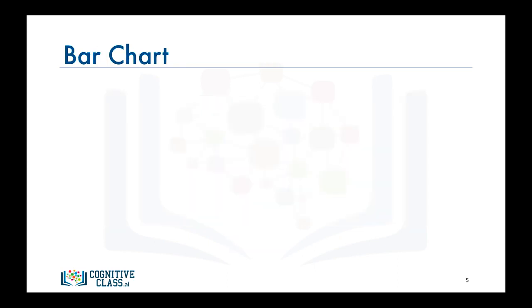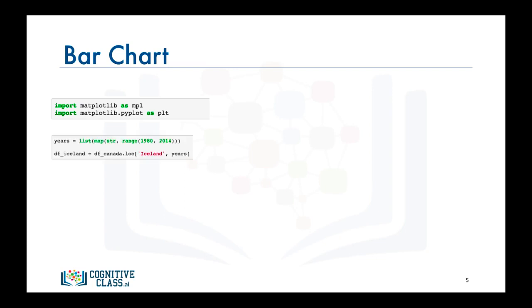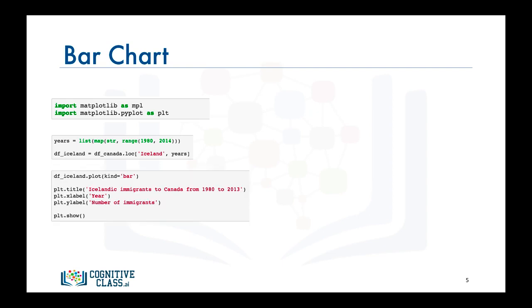So now that we know how our data is stored in the data frame df_Canada, let's see how we can use Matplotlib to generate a bar chart to visualize how immigration from Iceland to Canada looked like from 1980 to 2013. As usual, we start by importing Matplotlib and its scripting interface. Then we use the years variable to create a new data frame. Let's name it df_Iceland, which includes the data pertaining to annual immigration from Iceland to Canada and excluding the total column. Then we call the plot function on df_Iceland, and we set kind equals bar to generate a bar chart.